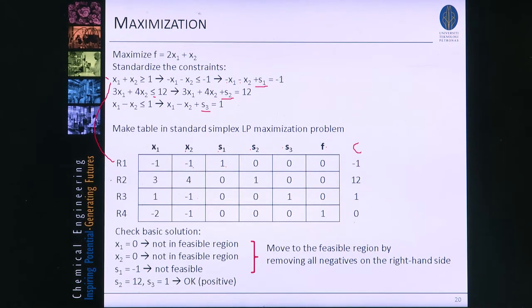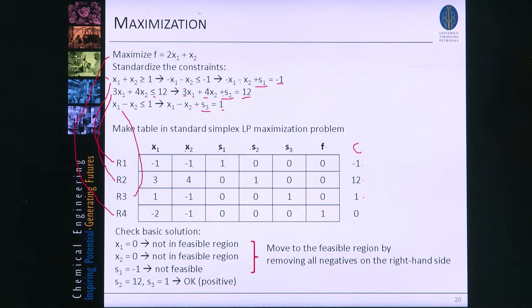And then row 2 corresponds to the second constraint, so x1 is 3, x2 is 4, s1 is 0, s2 is 1, s3 is 0, and f is 0. And then the constant is 12. I forgot to mention that the constant for equation 1 is minus 1. You can see it's minus 1 and 12. And then row 3 corresponds to the third constraint, which is 1 for x1, minus 1 for x2, 0 for s1 and s2, 1 for s3, 0 for f, and 1 for the constant.